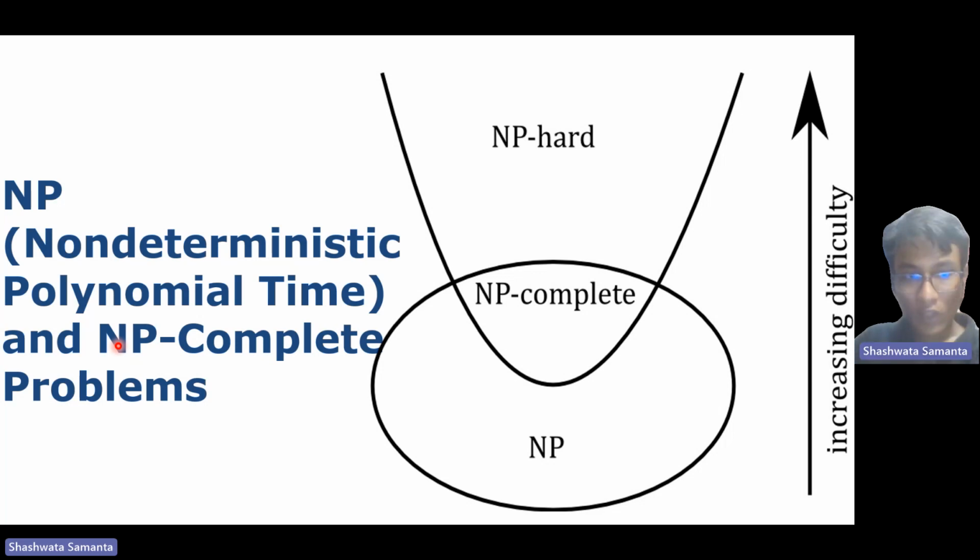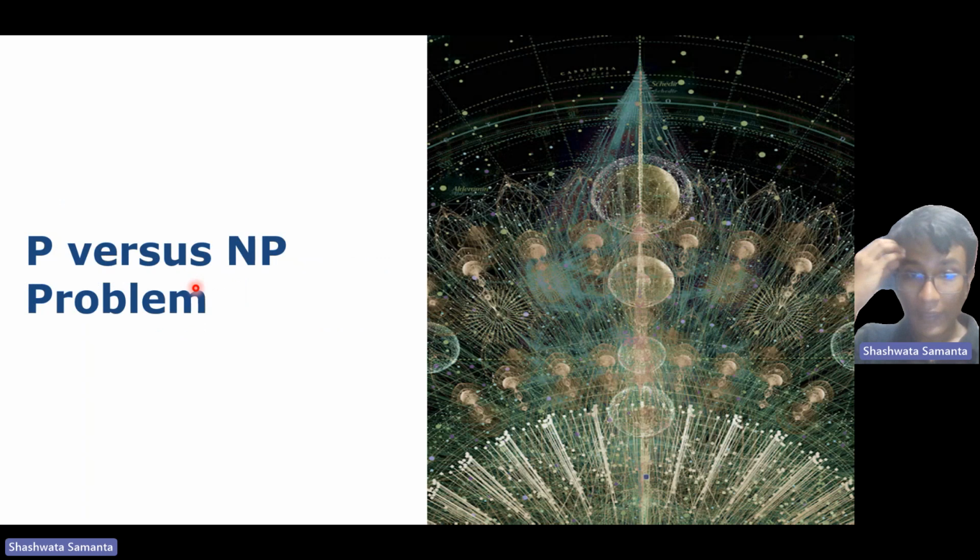Now, in this topic, one of the most major topics that comes is: what is the difference between NP and P? The P versus NP problem stands as one of the most profound and influential unsolved questions in computer science. It addresses the relationship between two complexity classes, P and NP. The implications of solving the problem would have far-reaching consequences, impacting various fields within computer science and beyond.